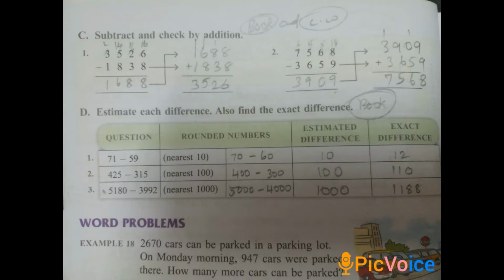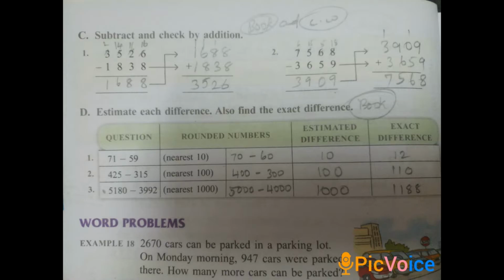Then the second number should come next. We are going to do the addition. See children, start from the ones place number. 8 plus 8, 16. 6, and 1 carry over. 1 plus 8 plus 3, 12. 2, and 1 carry over.